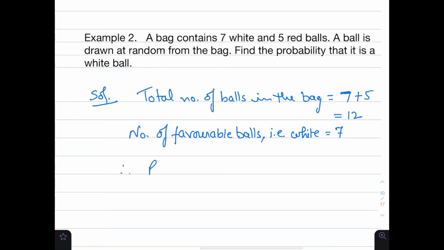Therefore, probability of getting a white ball equals 7/12.